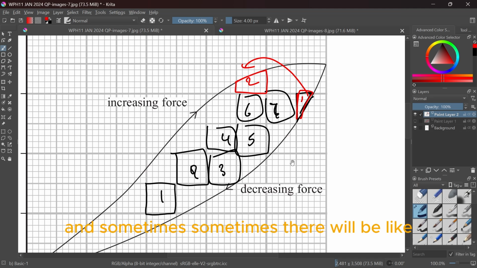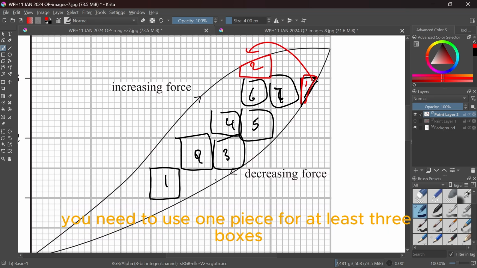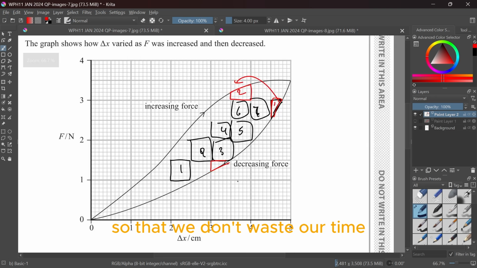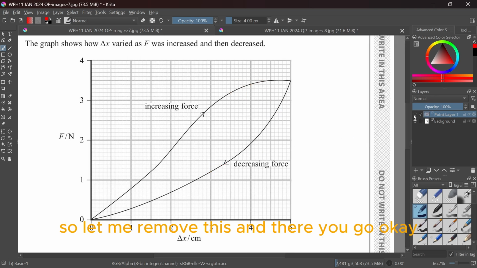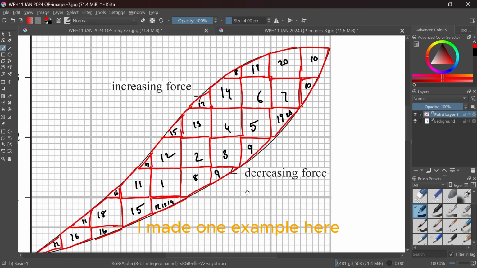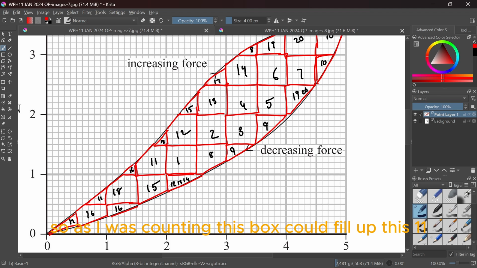And sometimes you need to use one piece for at least three boxes, right? So let me show you an example. I have already done this for you so that we don't waste our time. So let me remove this, and there you go. There's one example right here. As I was counting, this box could fill up 11, 12, and 13 to get all three together, right? So I use half, half, half, half.